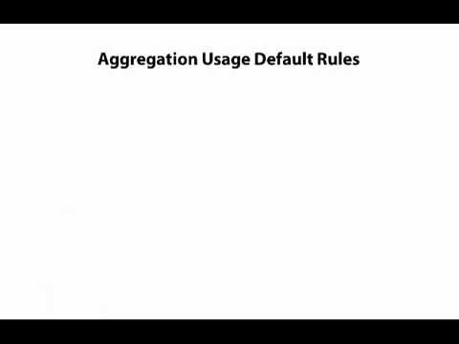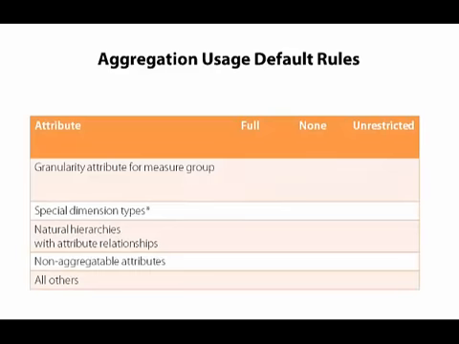If we leave the aggregation usage setting to default, then Analysis Services applies certain rules to determine the effective setting. If an attribute is the granularity attribute for a dimension in a regular relationship with a measure group, it's considered to be configured with the unrestricted setting. The granularity attribute is usually the key attribute, the attribute with a column in the fact table, but not always.